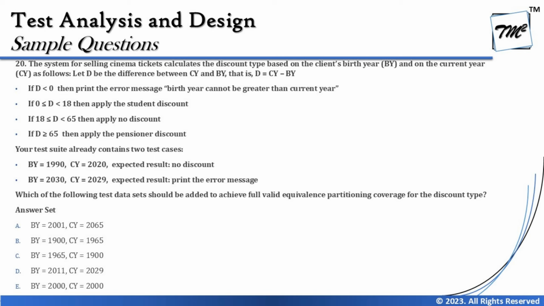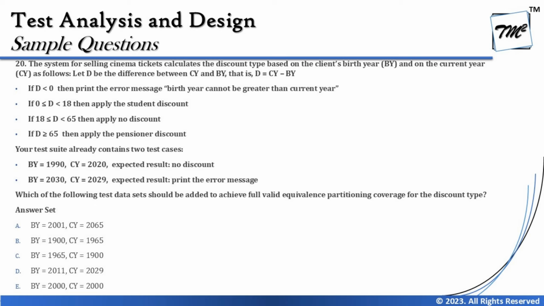So C minus B would give me a negative value. Same way, the next partition is where D is greater than or equal to 0 and less than 18. Please be careful with the operators a lot, because you may go wrong only with the operators here when the operators are given to you in the examination.